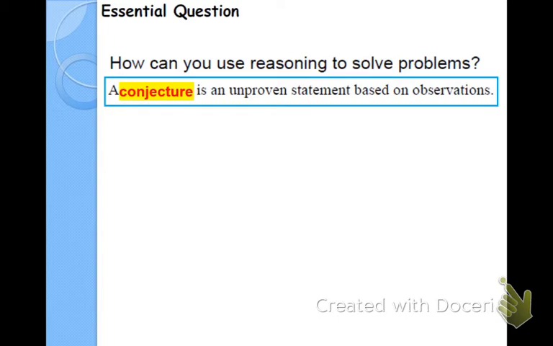Okay, you do them all the time. Your parents probably have expectations of you, so you know what happens. If I don't do my homework, my mom will, sure, thank you, she'll take away something. That is a conjecture. Based on an observation, you make a statement. My mom's going to kill me, I didn't do well in this quiz. That is a conjecture.